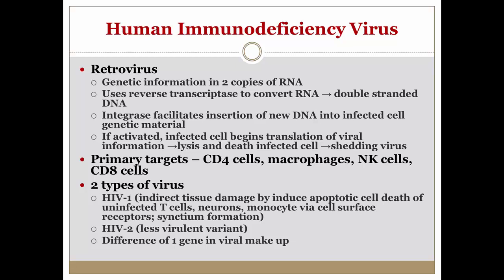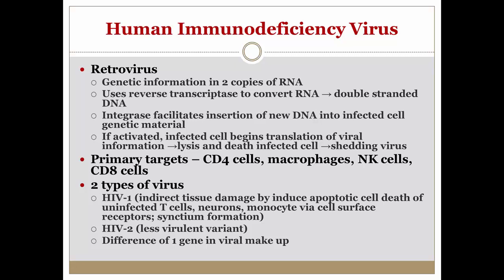So with these primary targets, what actually happens is the HIV glycoprotein attaches to the CD4 molecule on the T helper cells and the monocytes. It then infects and depletes the T helper cells. So we have 2 types of virus. We have HIV-1 and HIV-2.